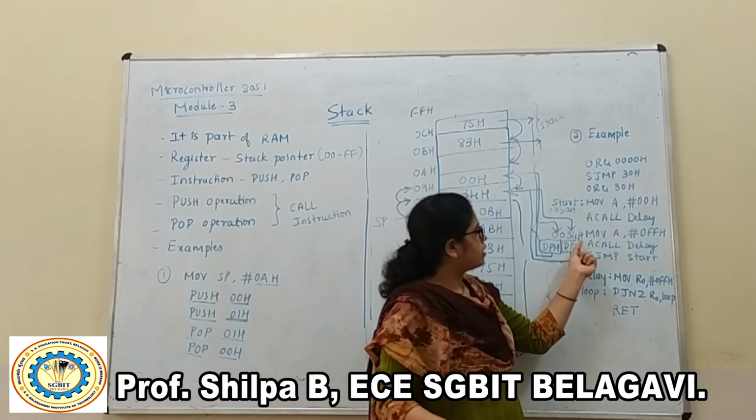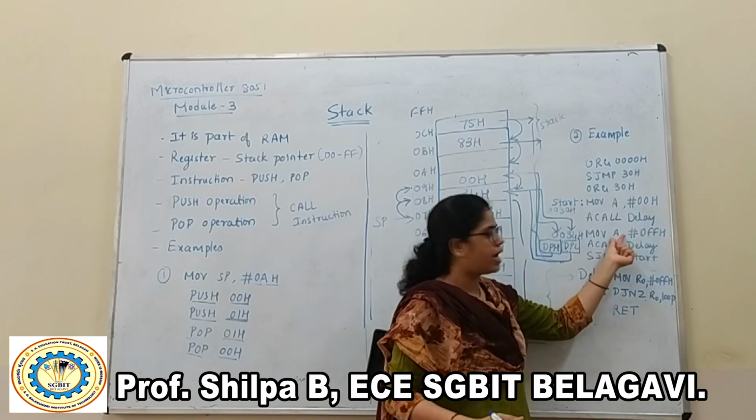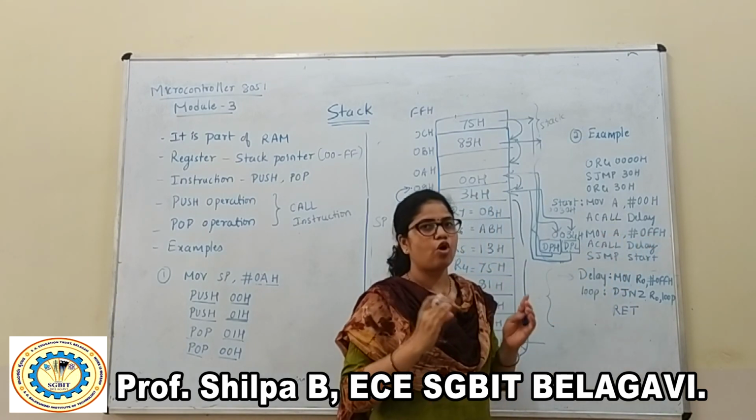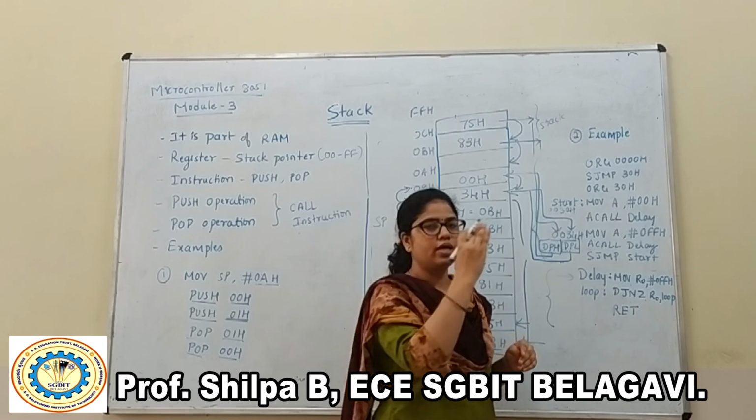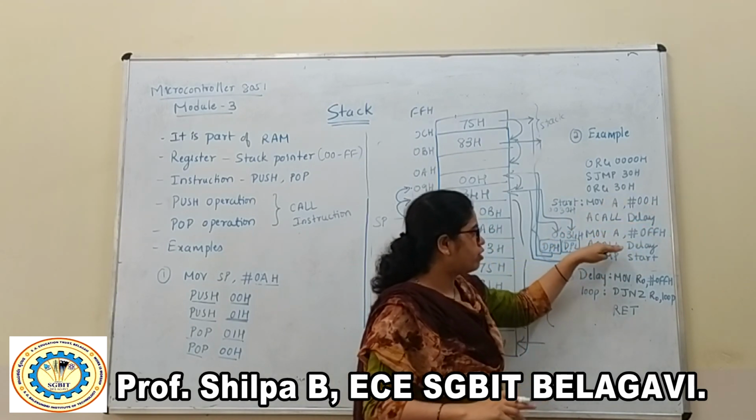Then when it comes to this particular position, you change the data in the accumulator to FF. That is, all the bits of the accumulator become high, that is 1. So it is toggled from 0 to 1. Again, you are going to call a delay.